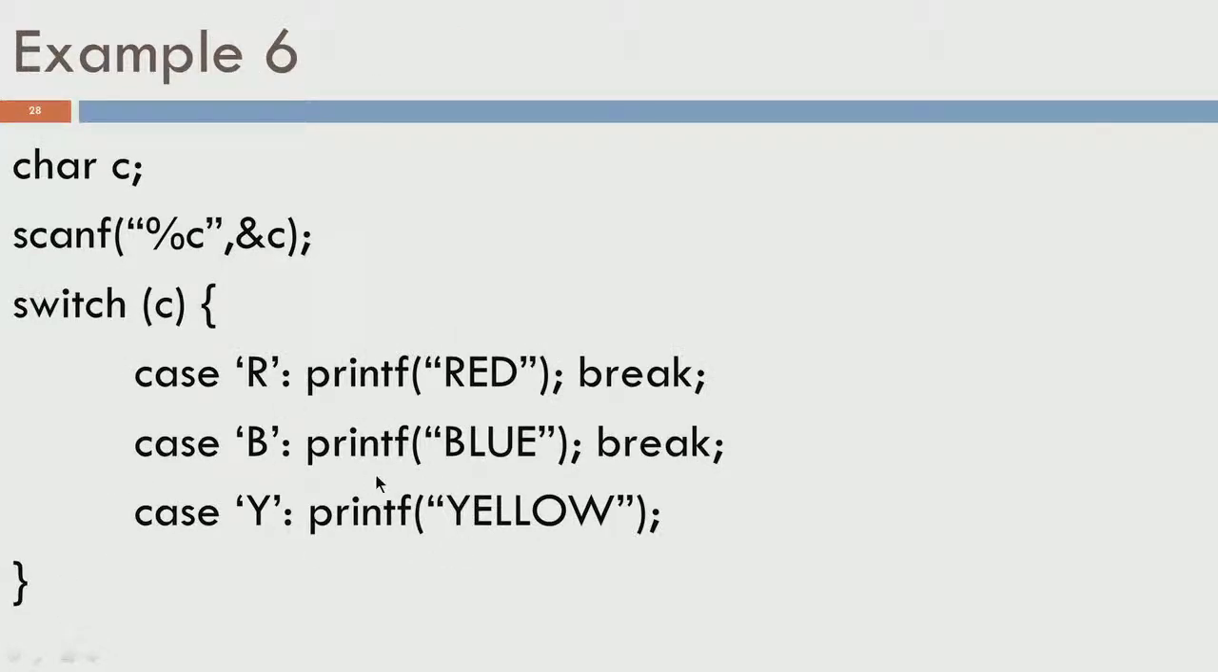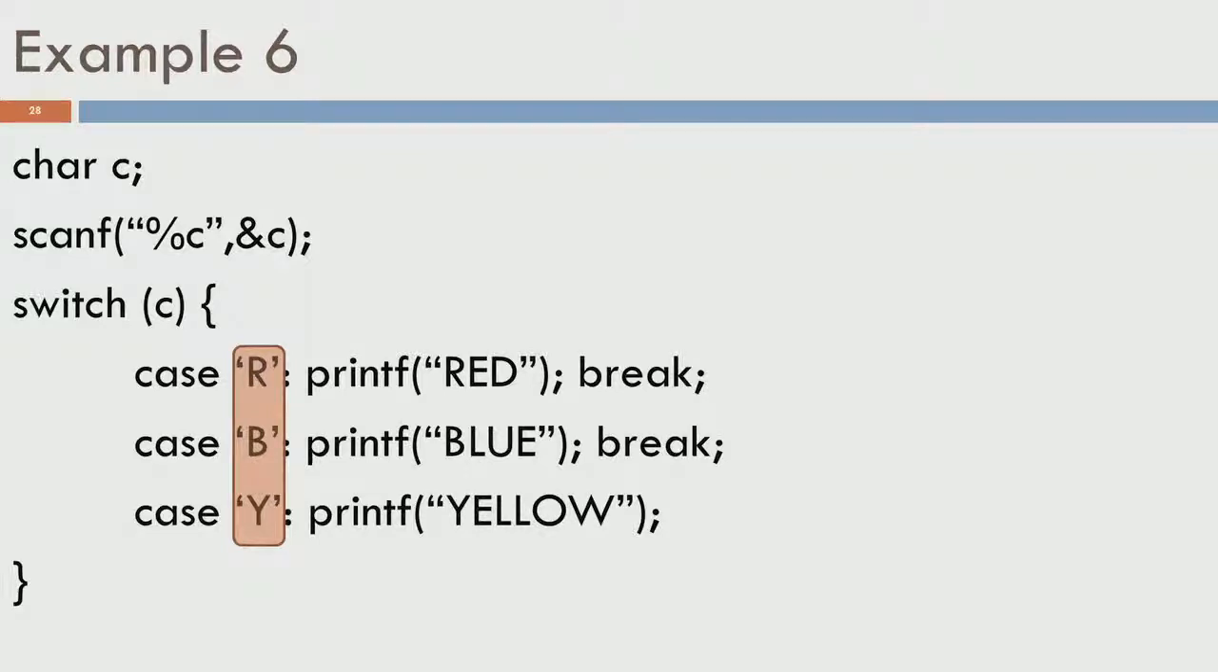Now, let us see what this constant expression is about. So, this R, B and Y are not variables. When you put something within single quotes, you are actually looking for the character R or character B or character Y. These are not variables R, B, Y.